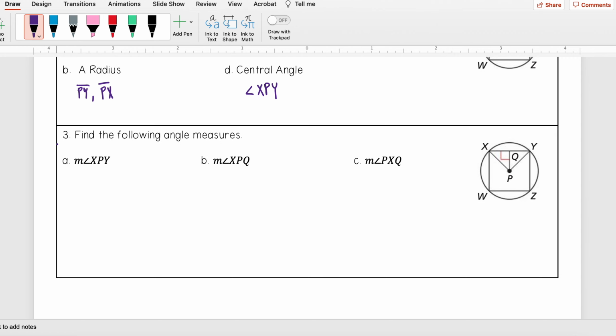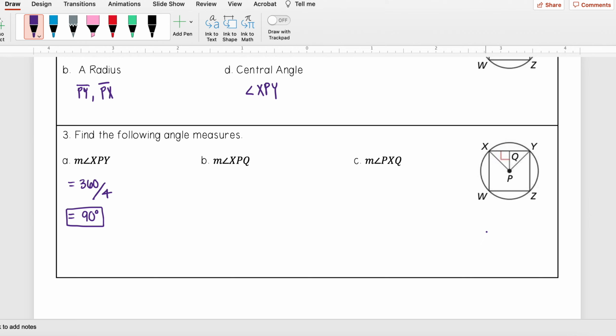Okay, now for this last example, we're going to find the following angle measures again. First I want to find the measure of angle XPY. We just identified that to be the central angle, and to find the central angle I just need to do 360 divided by the number of sides. Here I have 4 sides, so when I do 360 divided by 4, I get 90 degrees.